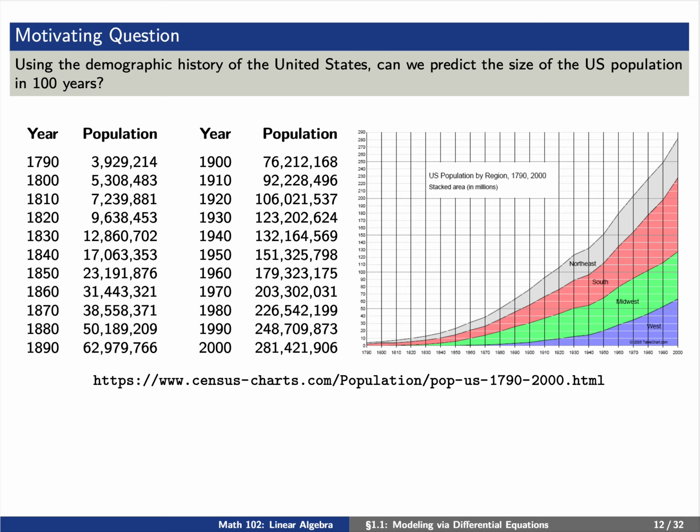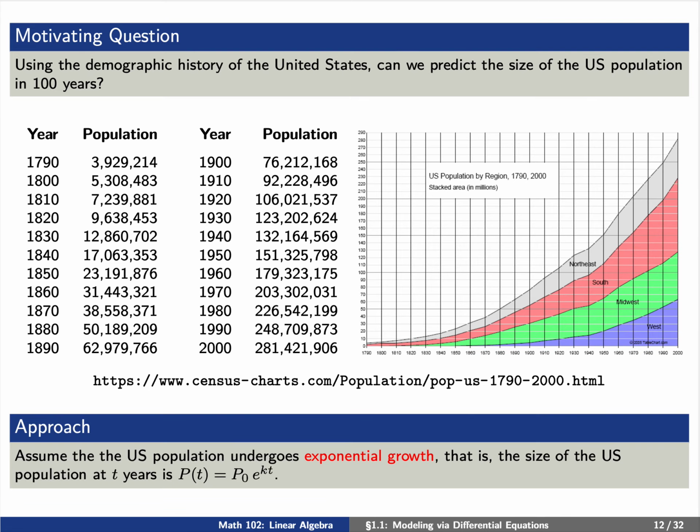Here we have a list of the census information that's posted online. Here you can see all of the data that consists of the number of people that have lived in the United States every 10 years, starting in about 1790. We started at roughly 4 million individuals, and in the last year that the information was posted online, in 2000, we're roughly at 281 million individuals.